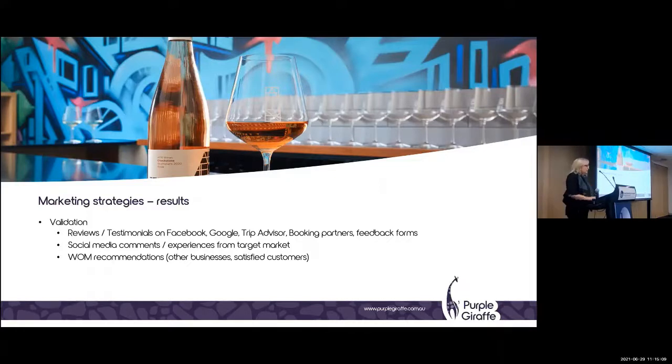As I said, social media content, and also if there's word of mouth. So if, say, for instance, the local tourism body is recommending your venue more often than the others, or other people are recommending your venue, then talk about that and say that we've been recommended by our peers or our other associations.